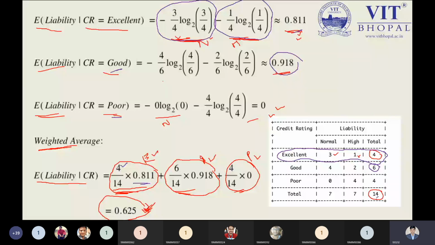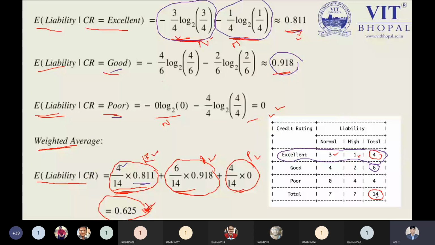The next value we have is 4 by 14, that is 0. So that will be 0. And finally we will add these values. We will get 0.625. And that is the entropy of the liabilities with respect to the credit rating.